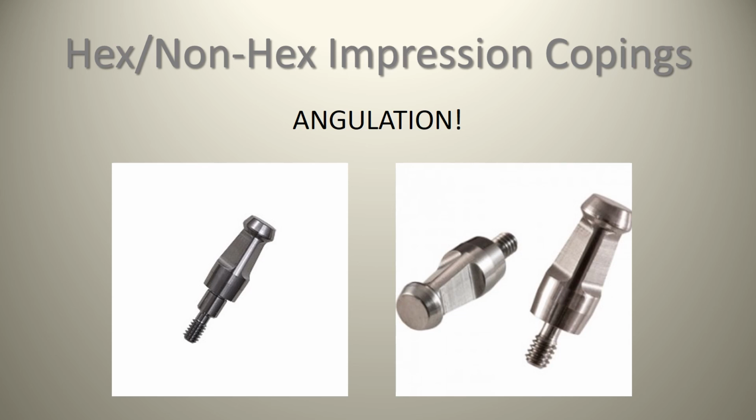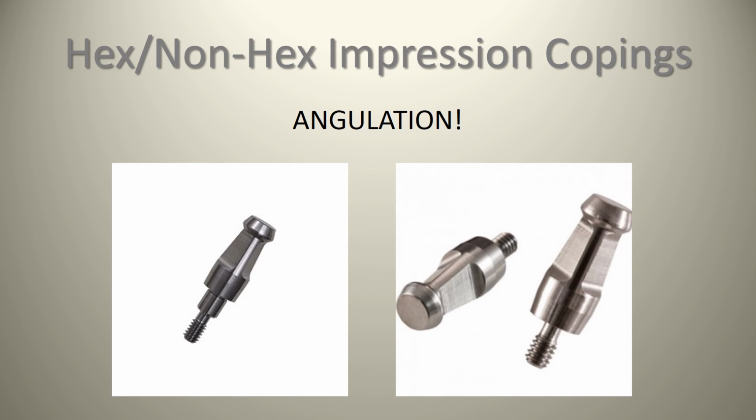If you have a hex impression coping and another hex impression coping at a different angle, and you lock these two things together in an impression, you can basically guarantee that it's going to be very difficult to remove once the impression material is set, right? So if your implants are parallel, yes, you can use hex impression copings and lock them together. But if your implants are not parallel, if there's any degree of divergence at all, you have to use a non-hex impression coping.